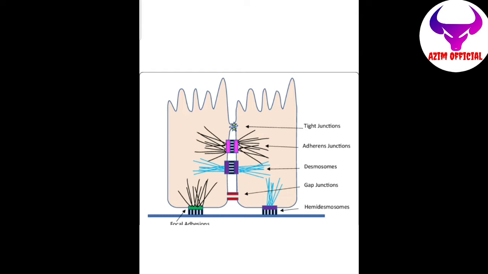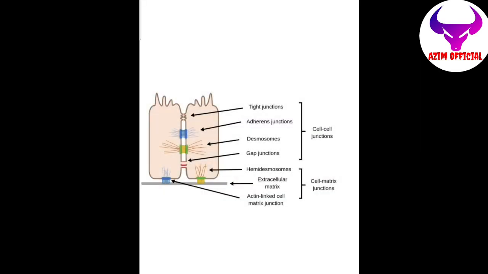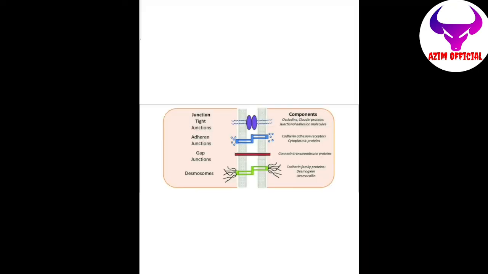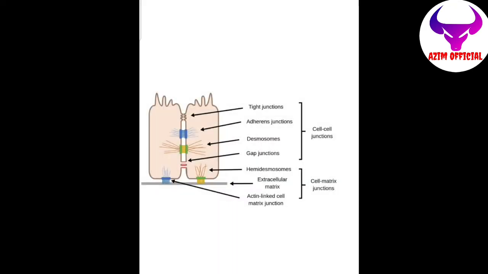Okay, now please show the next slide, please. These are also the same slide. You can see the cell junctions. Please show the previous one. I'm explaining this one. Cell-cell junctions: tight junction, adherent junction, desmosomes, gap junctions. You can see, and we have cell-matrix junction, in which the extracellular matrix and actin-linked cell-matrix junctions are also present. Please show the next slide.